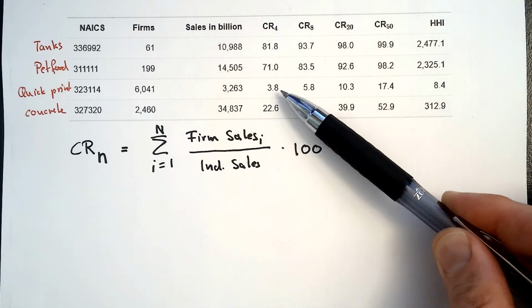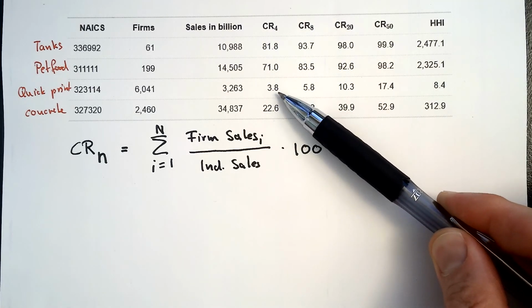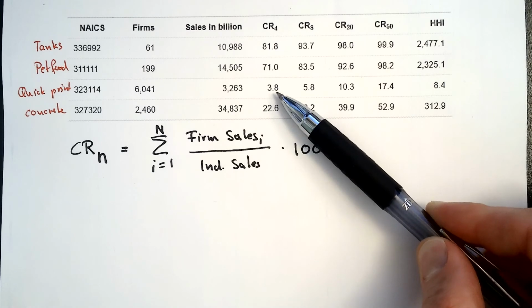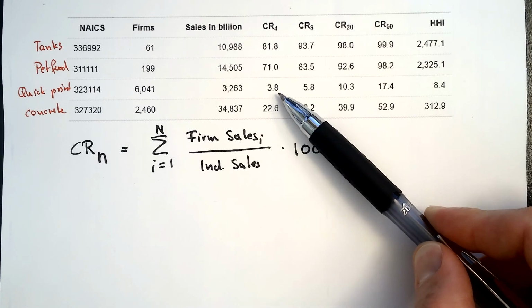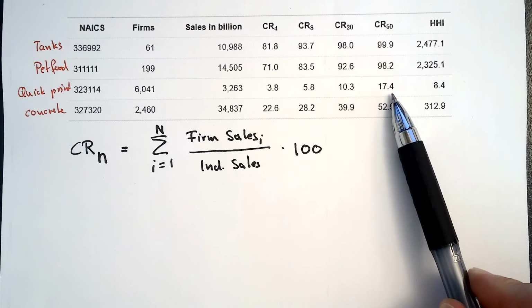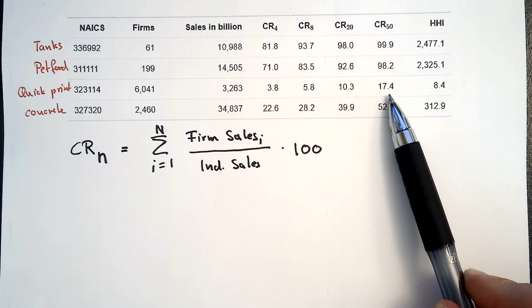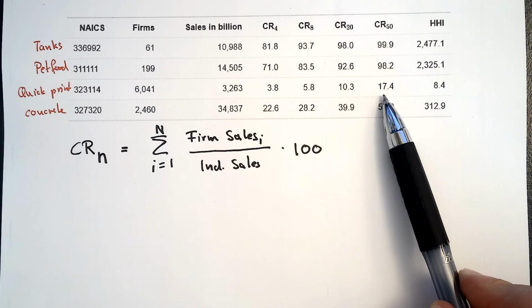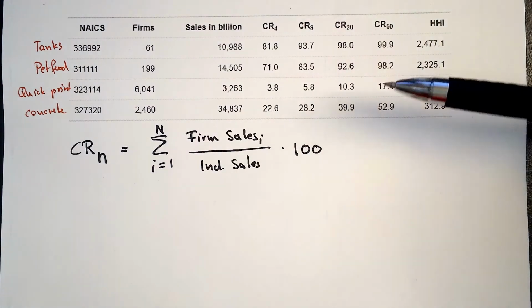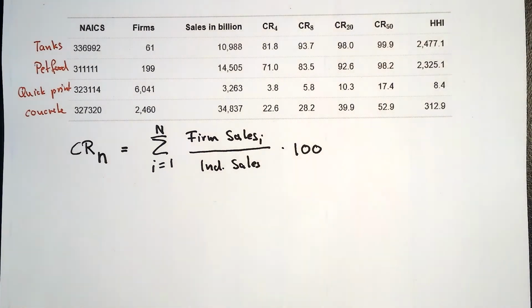Now, if you compare this to the quick printing business, the 4 largest firms only have a very small market share. Even if you look at the 50 largest firms, they only represent 17.4% of total market share, which means that this industry is not very concentrated.